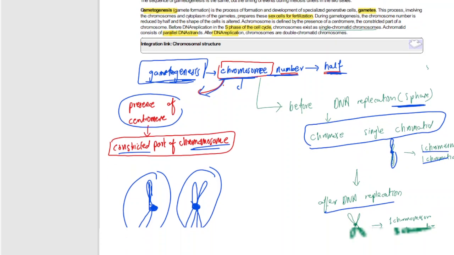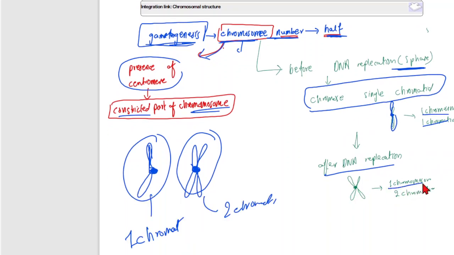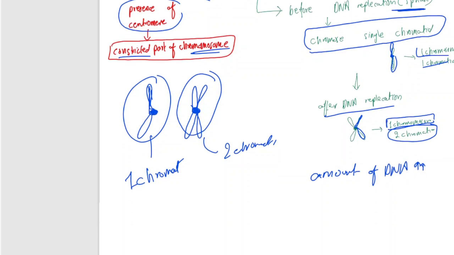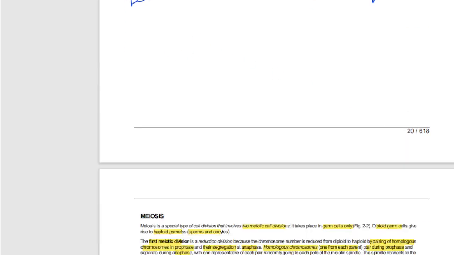After DNA replication, for example, if there is one chromosome, after the DNA replication the number of chromosome remains same. That it is one here also one, but the amount of DNA is increased. That is two chromatids. So you have to understand that in first meiosis or S phase, the amount of DNA increases. In which phase? In the S phase. Okay. So after that, this is all about the gametogenesis. We will tell about the meiosis and mitosis.